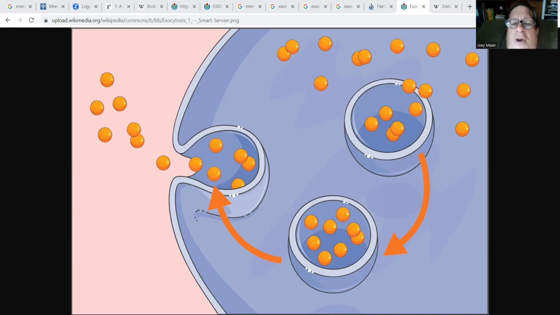The cell does this to get rid of waste. It might do it to release chemicals that it makes. Think of neurotransmitters or hormones, things like that. If we're going to give them off, get rid of them, exocytosis would be how to do it.